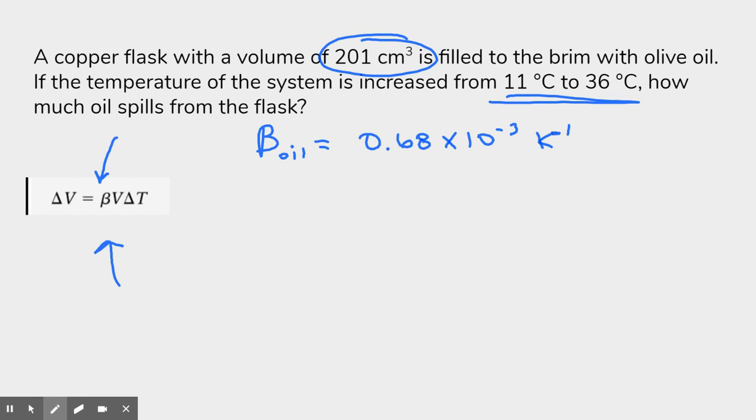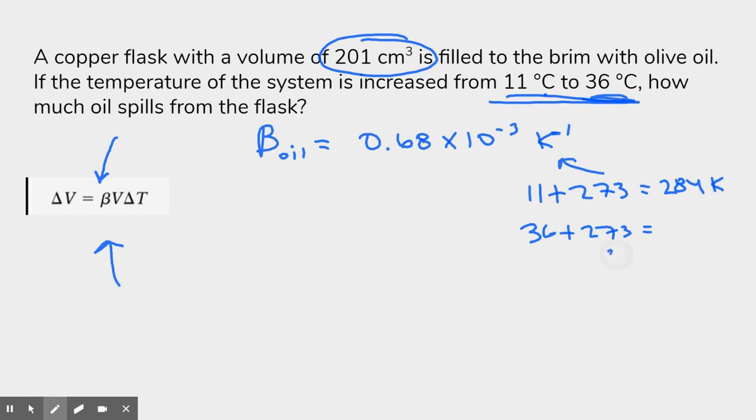Now, the temperature is currently in degrees Celsius, but we want that in Kelvin. So let's change degrees Celsius to Kelvin. Why do we need Kelvin? Because we have Kelvin here in this beta value. So 11 degrees Celsius to Kelvin is just 11 plus approximately 273, so that'll be 284 Kelvin. And our ending temperature is 36 degrees Celsius plus 273 Kelvin.